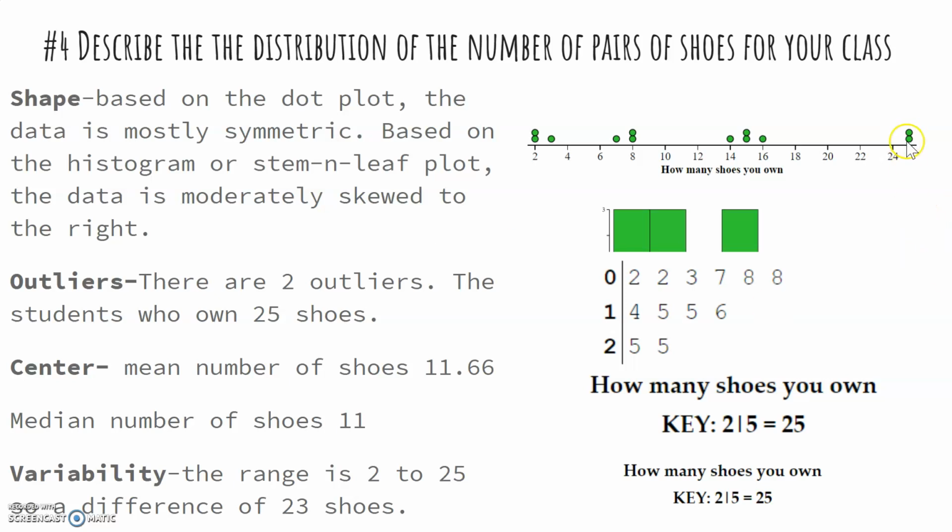We got 2 students in 2G who have 25 shoes. I don't know where they store those shoes, but there's some shoes there. Those are my outliers. It's pretty far from the rest of the data. Center is just what is the mean and the median number of shoes.